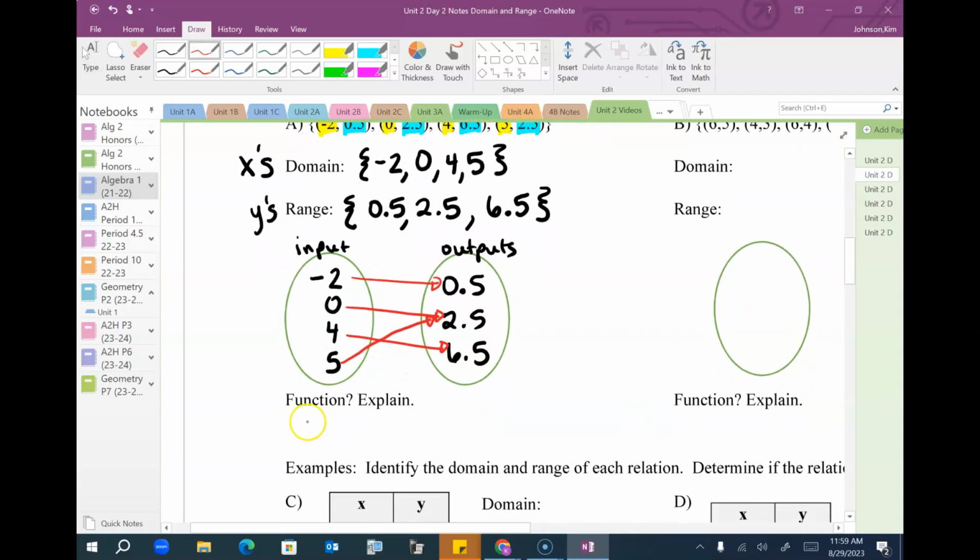To determine if this is a function, to review, we ask ourselves, does each input have exactly one output? So I look at the x values, or the inputs. Okay, I'm going to look at each of the inputs and I ask myself, do they all just go to one location? The answer to that is yes. So we have a function.